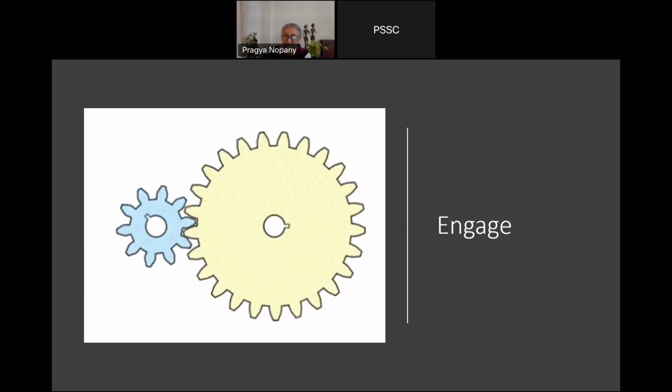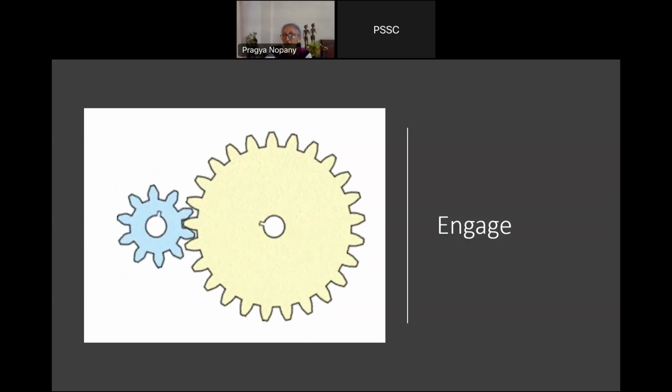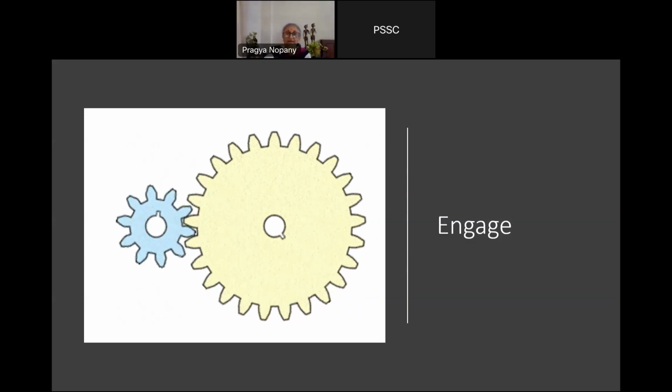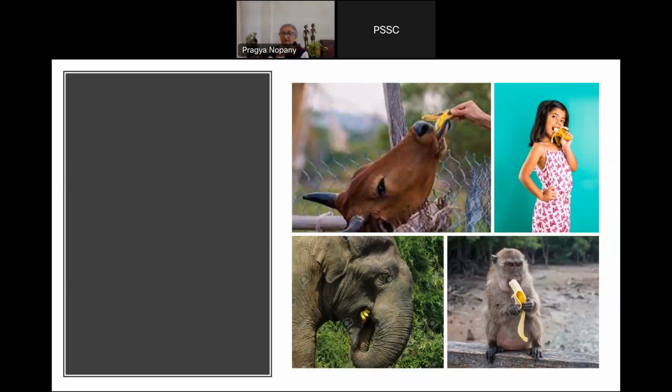So the first stage is engage. How do we engage the children? Here is the set of pictures that I am going to show. In the first picture, the cow is eating the banana. In the second picture, going clockwise, this girl is eating the banana. In the third picture, a monkey is eating a banana. And in the fourth picture, an elephant is eating a banana.